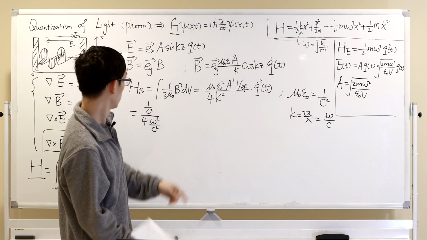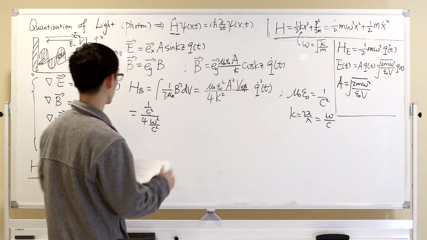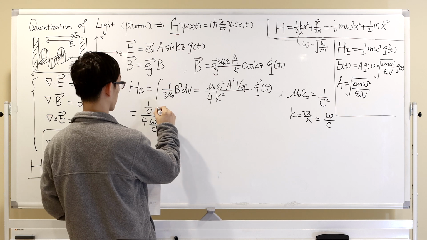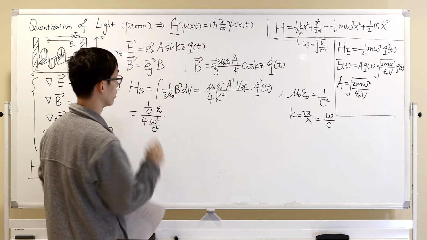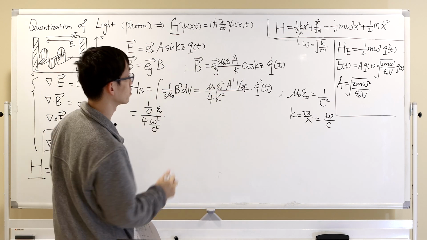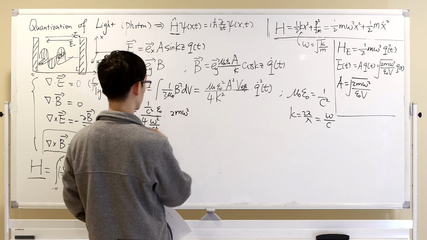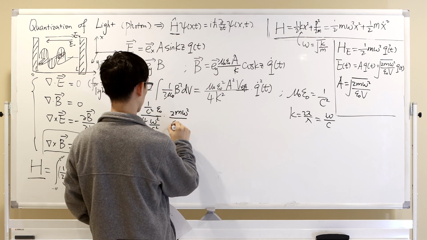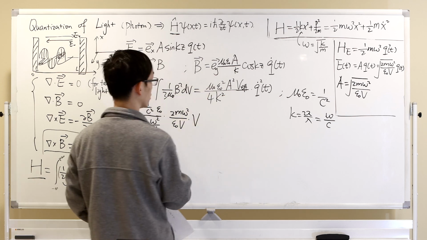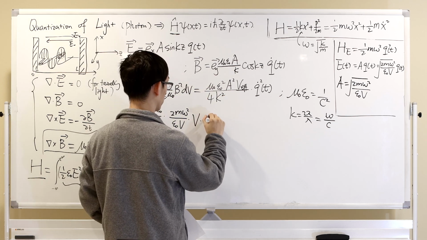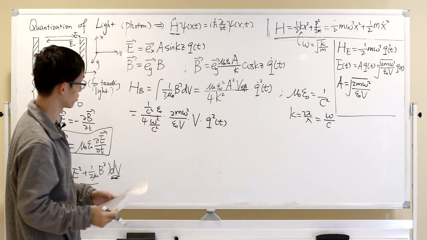Okay. So mu naught epsilon naught gives you 1 over c squared, and then you are left with another epsilon. Okay, you're left with another epsilon, and then you multiply a squared in. That gives you 2m omega squared divided by epsilon v, okay, and then times another v, and then q squared t. Okay, you guys can do this calculation once and you will see that.